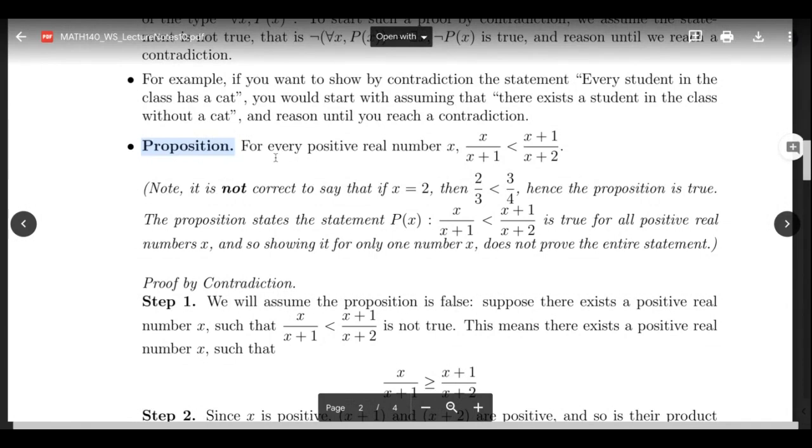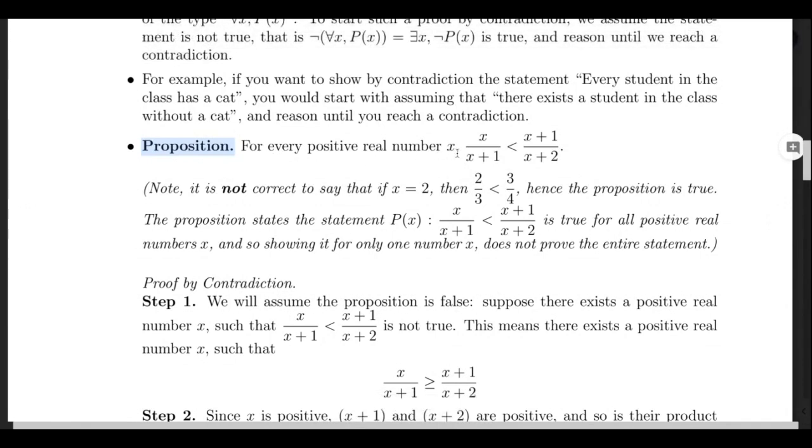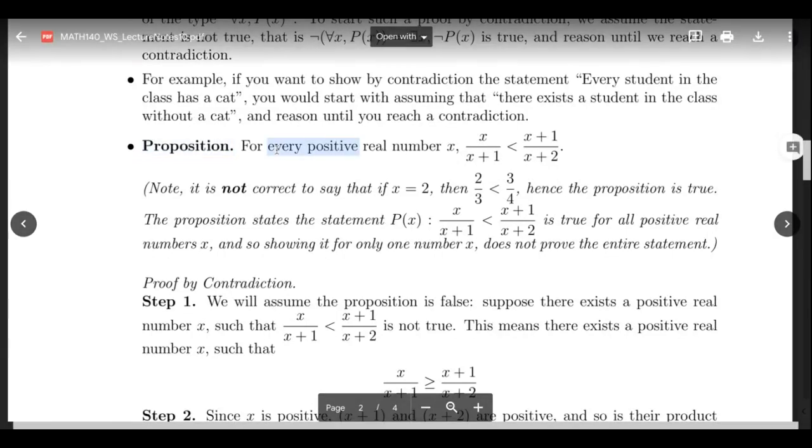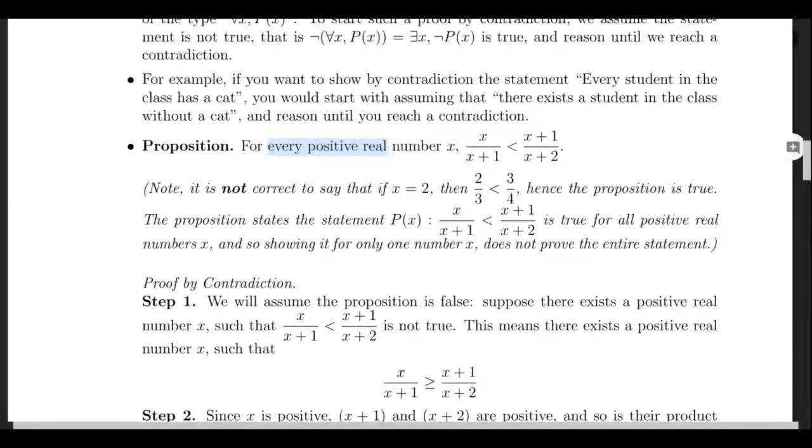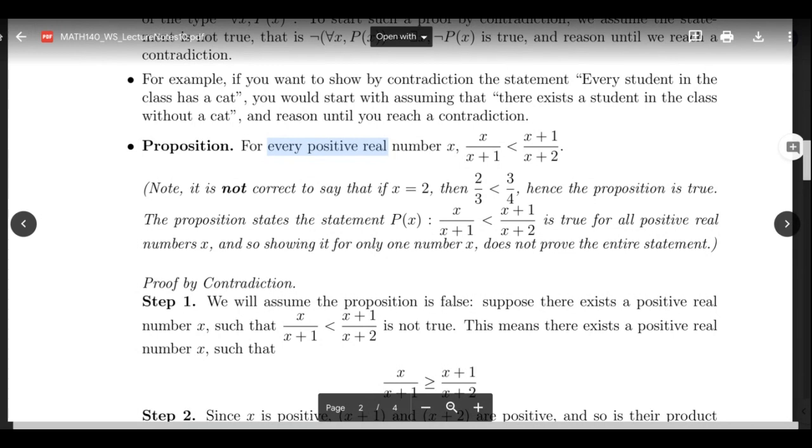Okay, let's see this proposition. For every positive real number x, x divided by x plus 1 is less than x plus 1 divided by x plus 2. Oh, this is an inequality, right? So this is for every real number. So if we want to prove this is false, all we have to do is find one example, one counterexample, to negate this.